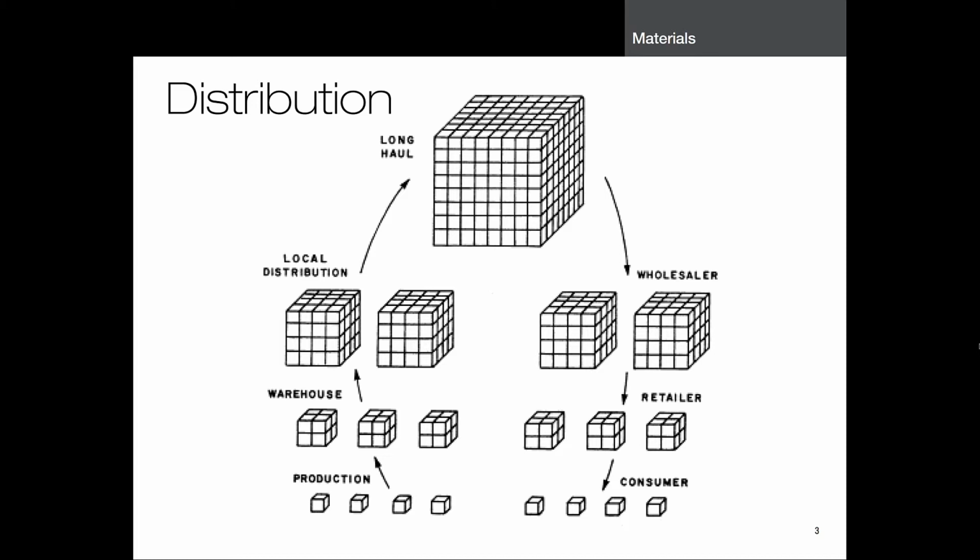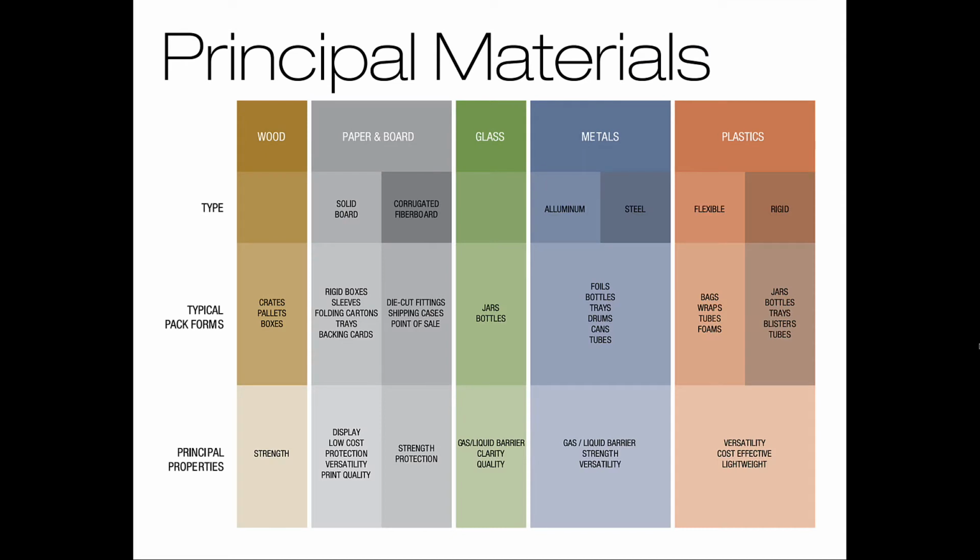So the pallet comes off, and then the larger containers are broken down till you get the ultimate package that you see at the store as a consumer. So understanding all the various stages in this distribution is important, but we're really going to be focusing on the consumer end of things here.